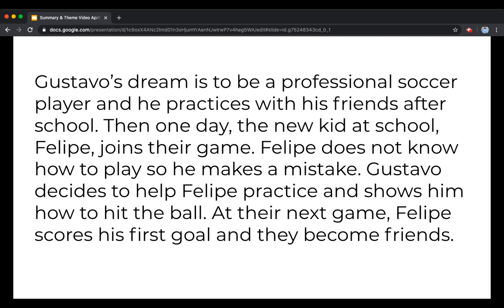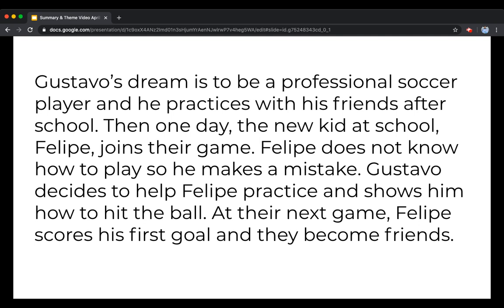Gustavo's dream is to be a professional soccer player, and he practices with his friends after school. Then one day, the new kid at school, Felipe, joins their game. Felipe does not know how to play, so he makes a mistake. Gustavo decides to help Felipe practice and shows him how to hit the ball. At their next game, Felipe scores his first goal, and they become friends.